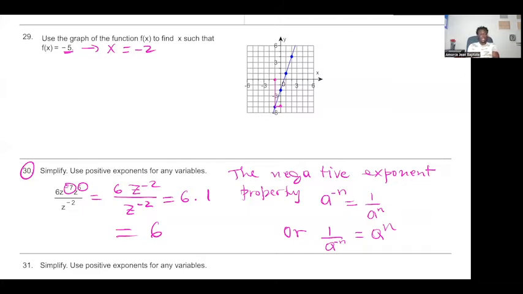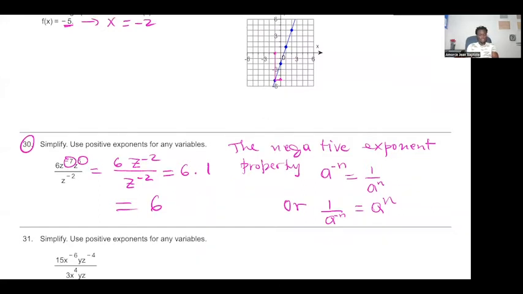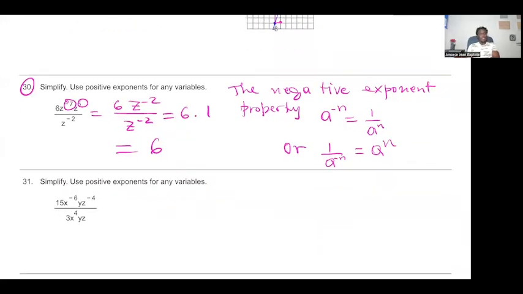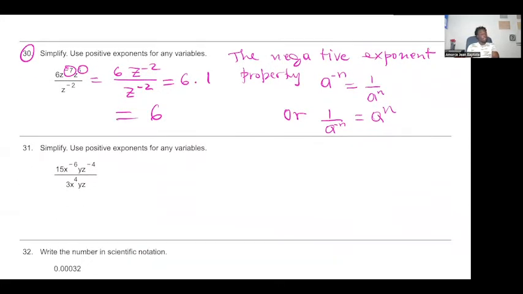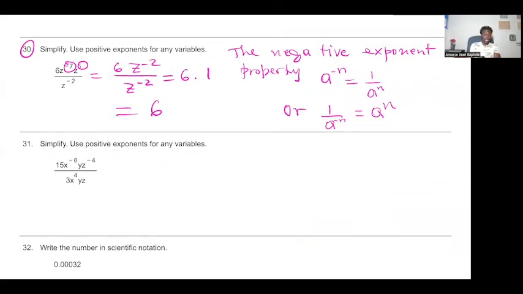And then it automatically gives me this answer here, that is 6 times 1 equals 6. Now, what do we see here? We see some negative exponents. So we're going to try to work with them. But first, let's do the numbers, the coefficient. 15 divided by 3 will be 5.